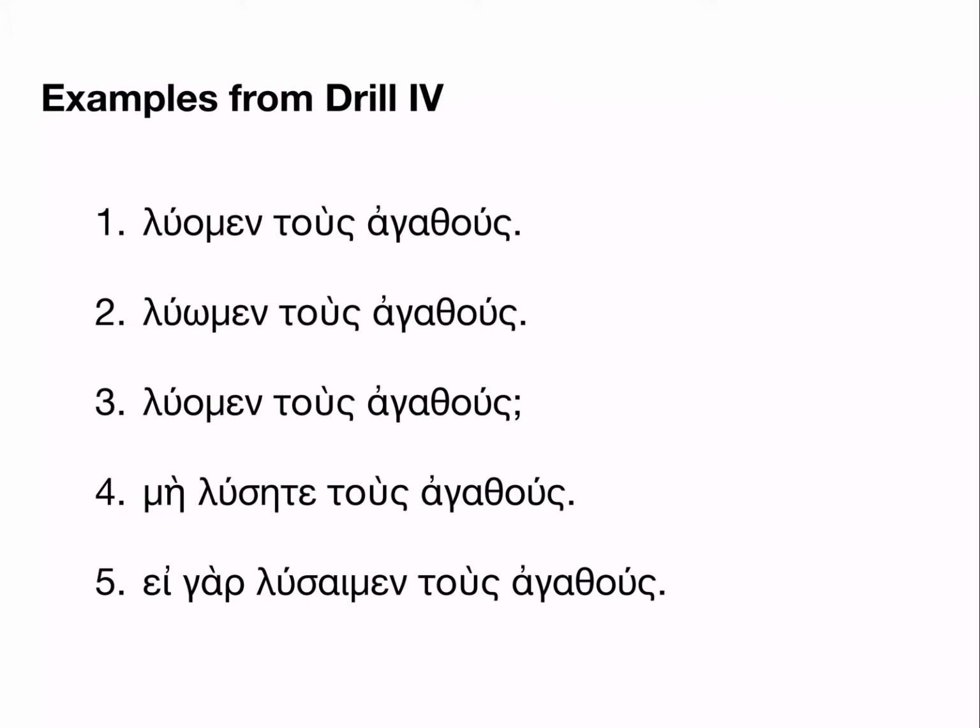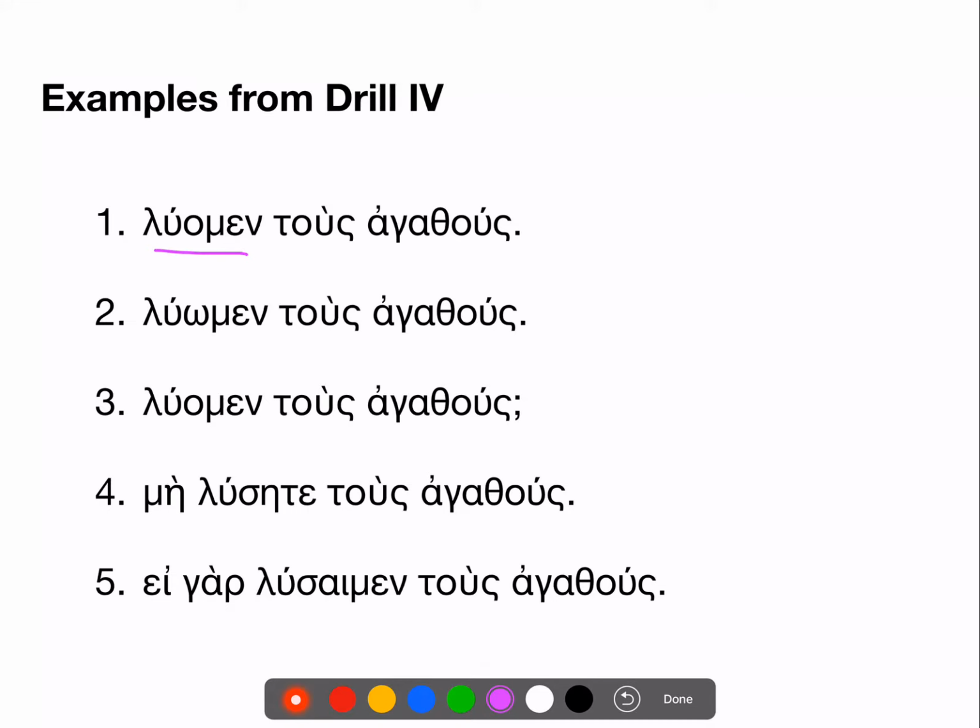So let's look at some examples from drill 4. Luomen tous agathous. Well, luomen is present indicative active. We are freeing. So we are freeing the good men. Number 2, luomen tous agathous. So what's changed here is that this is now a present subjunctive active. So number 1 was we are freeing the good men.